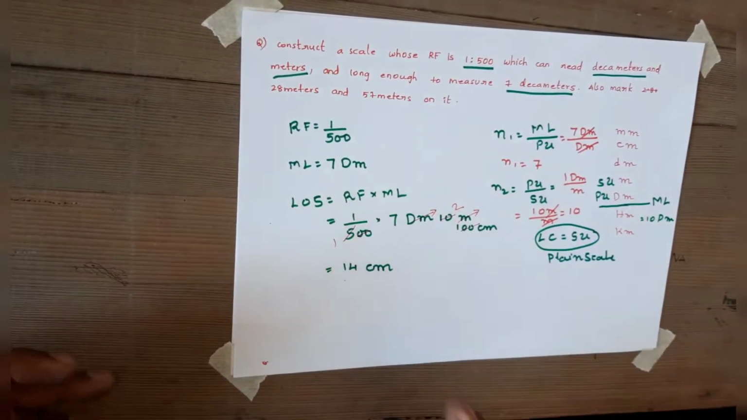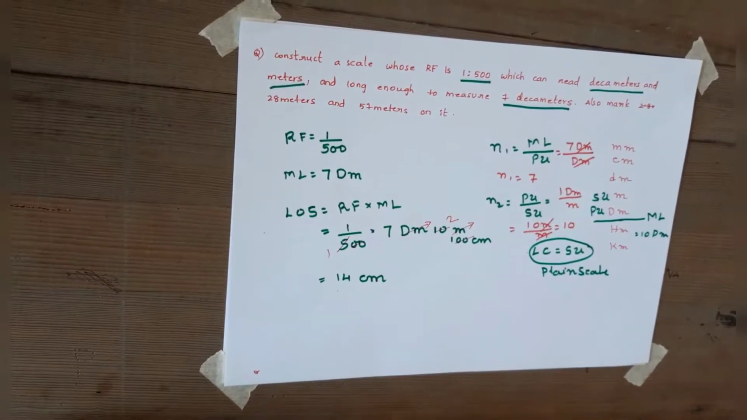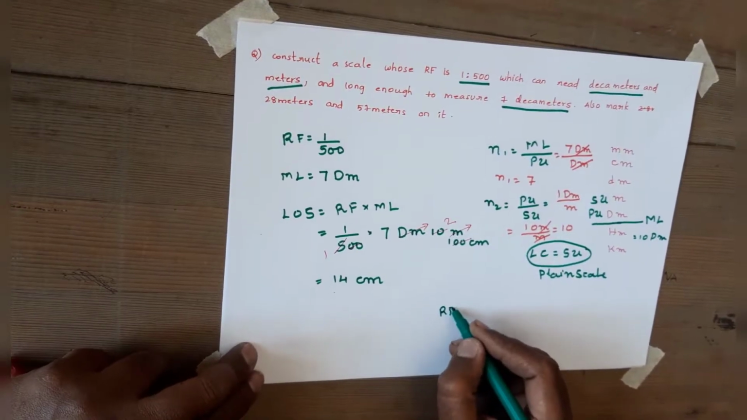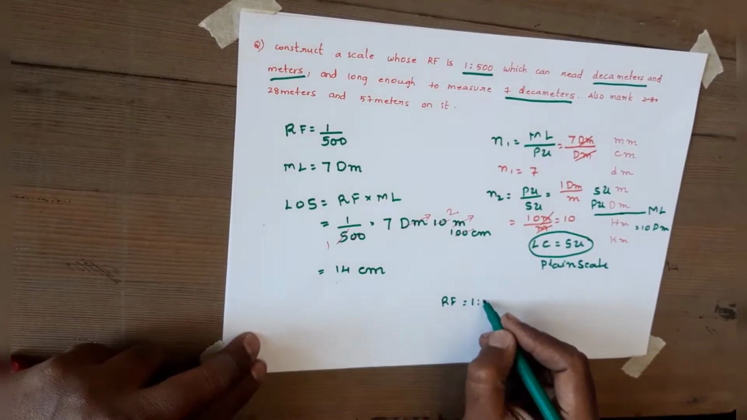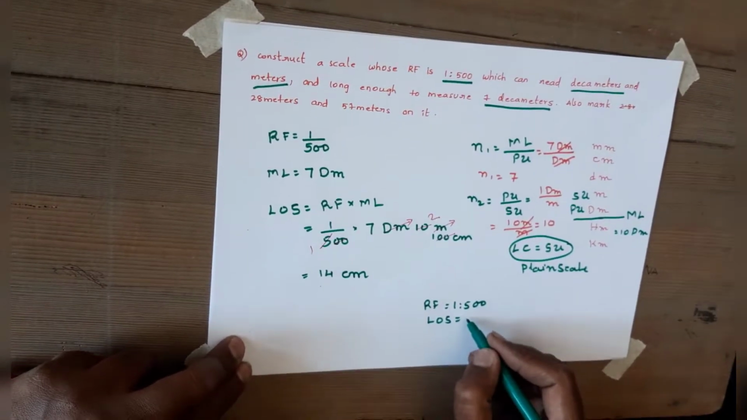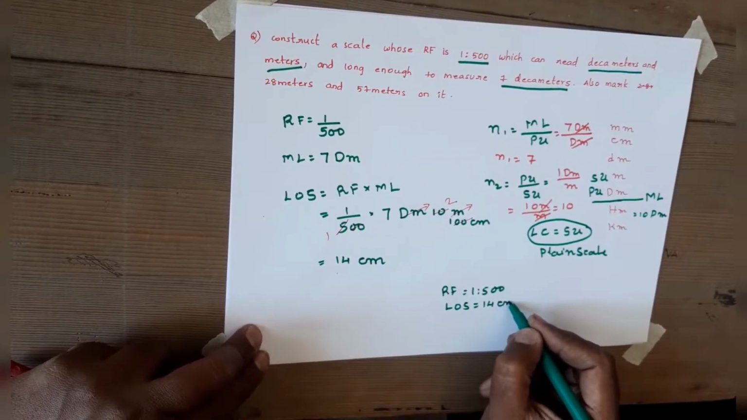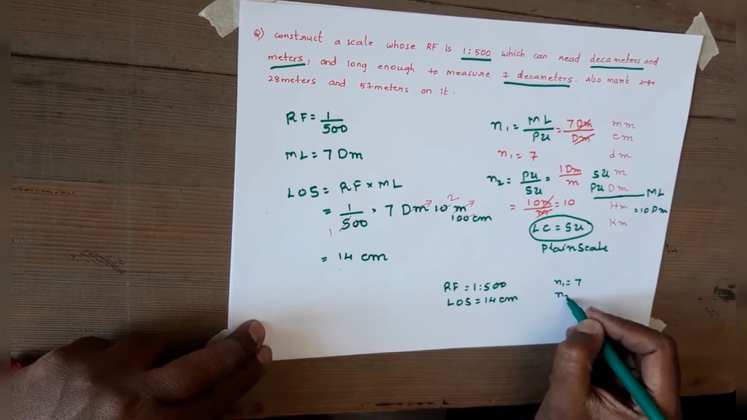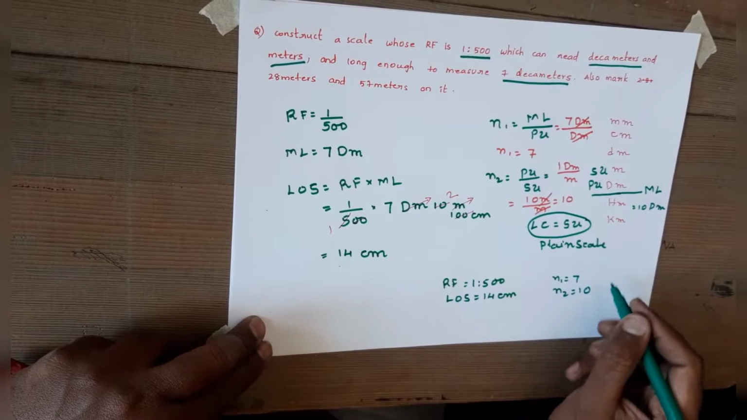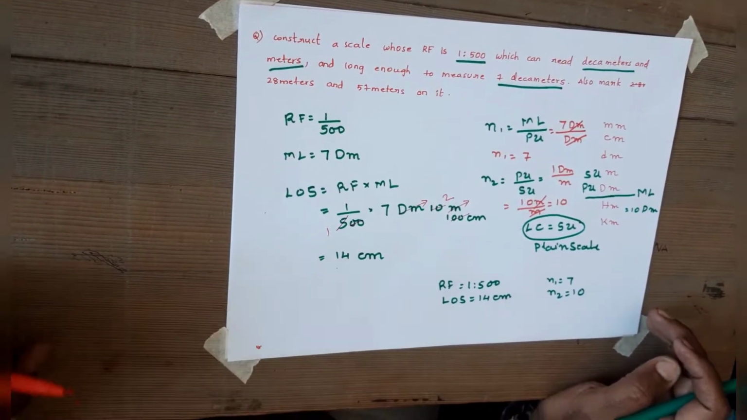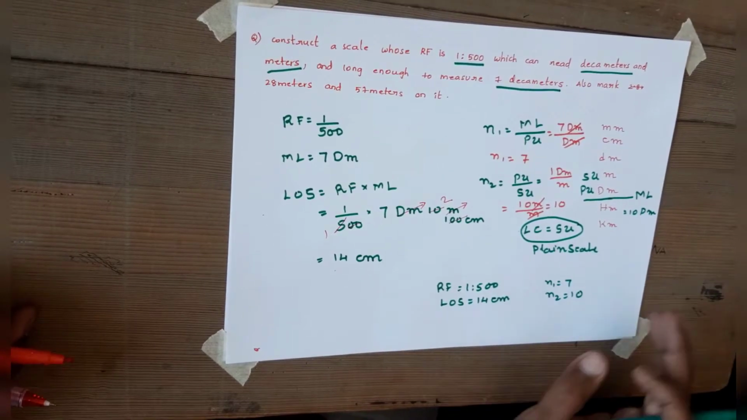So for drawing, what all information you require is, one is RF, I know that is 1:500. Length of the scale, how much is it? 14 centimeters. N1 is going to be 7. N2 is going to be 10. With this information, we can construct the plain scale. How do we have to construct? I will explain here itself.